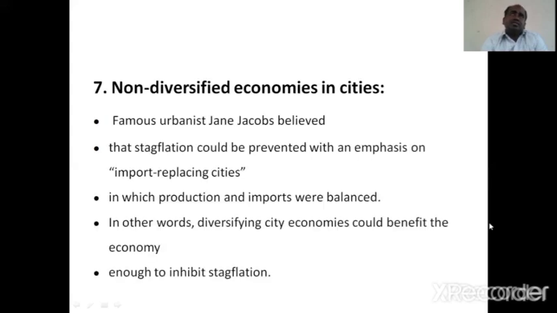And the last cause of stagflation is non-diversified economies in cities. The famous urbanist Jane Jacobs believed that stagflation could be prevented with the emphasis on import-replacing cities, in which production and imports were balanced. That means the production of goods and services within the domestic circuit of the country, and the imports taken from other countries, should be balanced. In other words, diversifying city economies could benefit the economy. That means the city economies have to be balanced or diversified. Otherwise, they may get into stagflation. So non-diversification of economies in cities is another cause of stagflation.